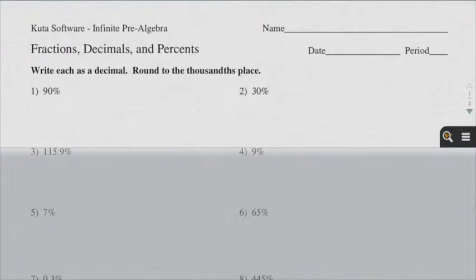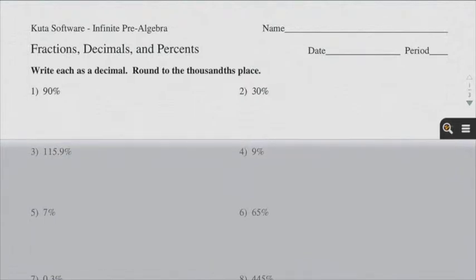The most important part is knowing how to convert it, and the second part, I would say, is when to use it. So let's start with number one. It's asking us to convert each as a decimal and then round to the thousandths place. So let's start with number one, 90%.